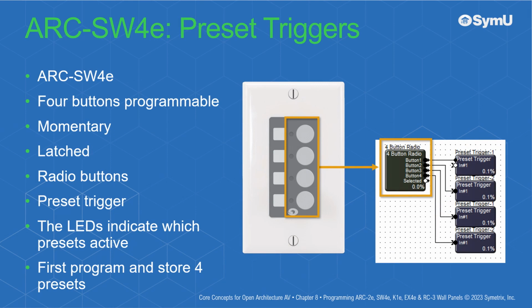The ARC-SW4E features 4 buttons that are programmable as momentary, latched, or radio buttons. In this example, the ARC-SW4E is programmed as a preset trigger. The LEDs of the ARC-SW4E indicate which of the 4 presets are active. To program the ARC-SW4E buttons as preset triggers, first program and store 4 presets.